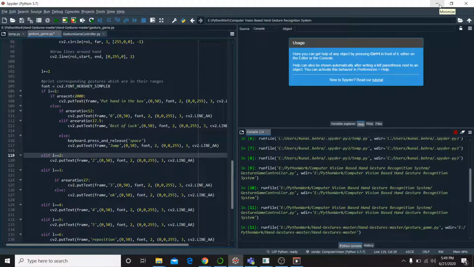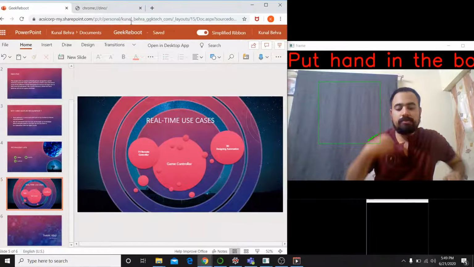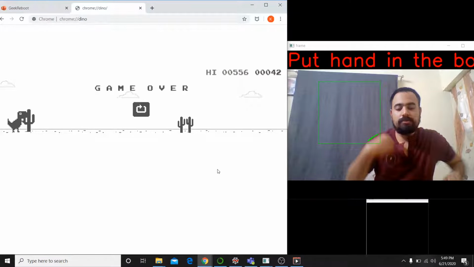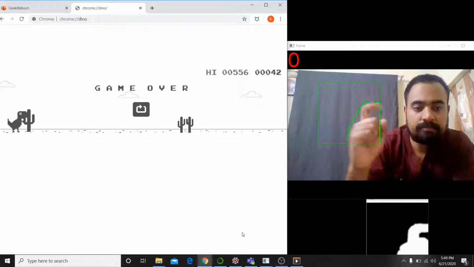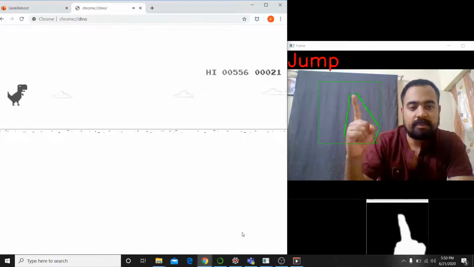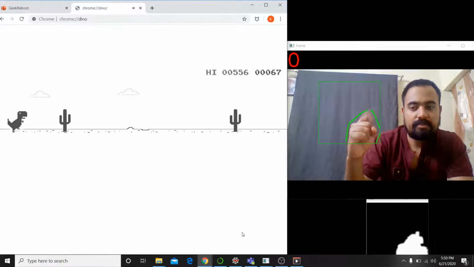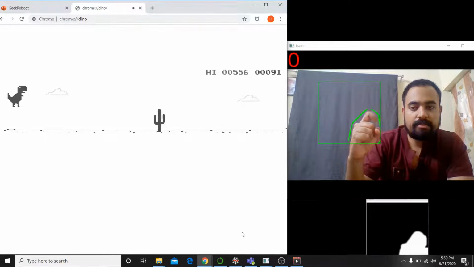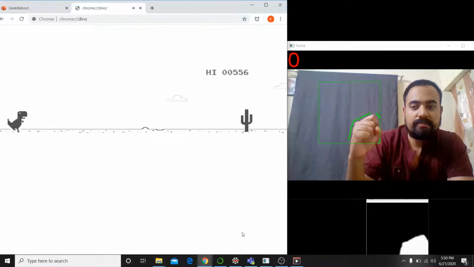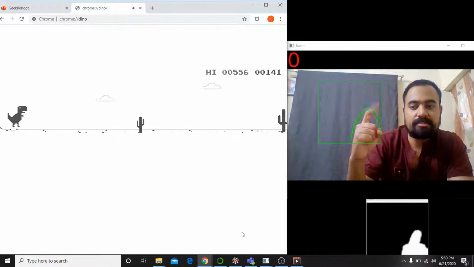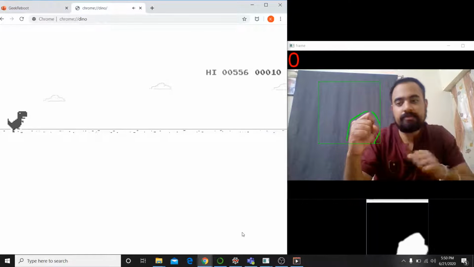So I have already started the project. For the recognition of my hand gestures, I need to put my hand in this green box. So let's start the demonstration. So if you can see, whenever I am showing this hand gesture, the dragon is jumping.